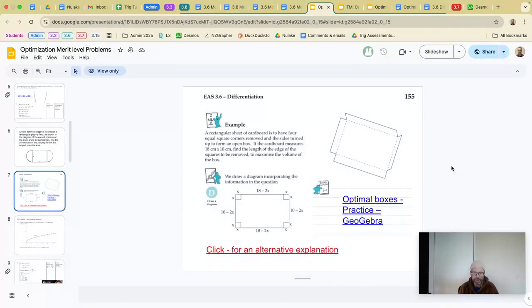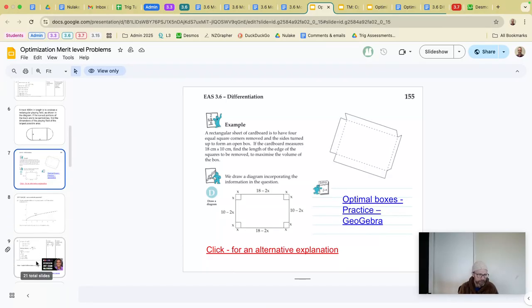Okay. Your classic box problem. This is an example from page 155. If you want to see it graphically on GeoGebra, there's a link there, or there's another link there.